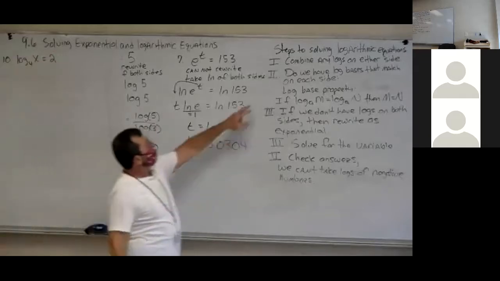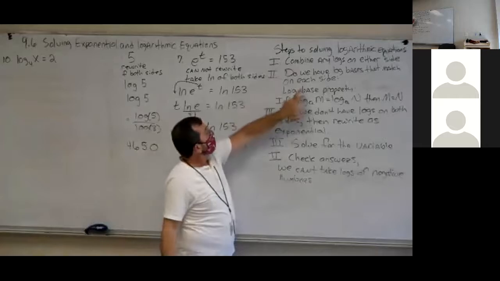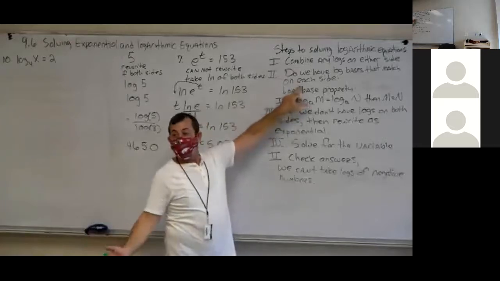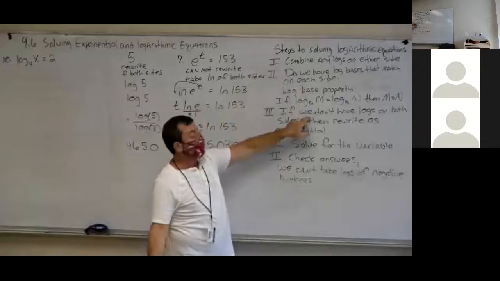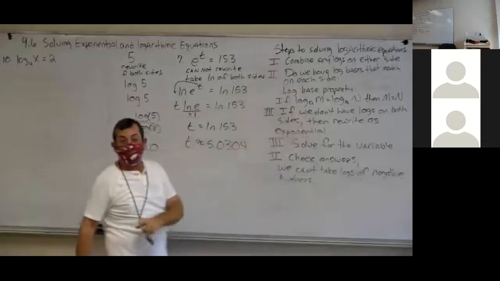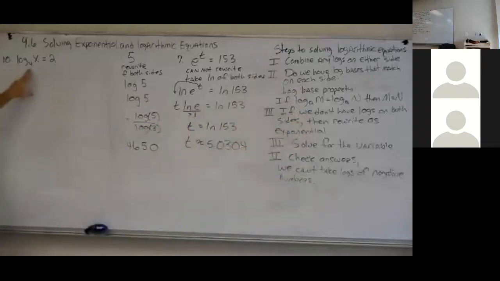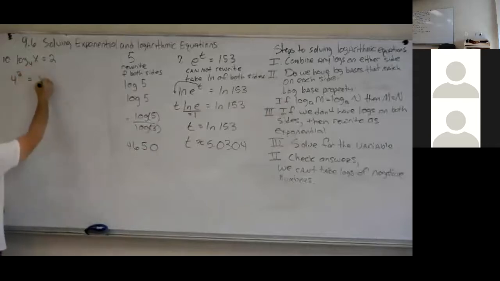So really on that one, I don't have any logs to combine. I don't have logs on both sides, so I can skip that. I'm down to this step. If I don't have logs on both sides, it says rewrite it as exponential. So the base is 4. So you bring down the 4. The exponent is the 2. And 4 squared is going to equal the result of x.